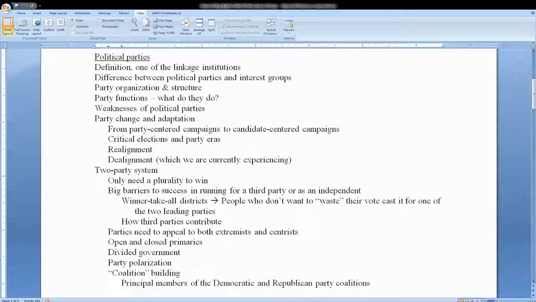Now, third parties nevertheless contribute a lot to our society. They aren't successful. They have rarely been successful, and even when they've been successful with the popular vote, that doesn't mean that they've been successful in the Electoral College. You should remember that from the assignment that we did. Third parties nevertheless do contribute a lot to society.